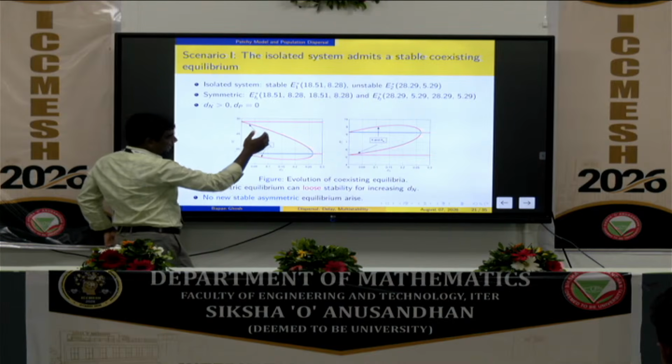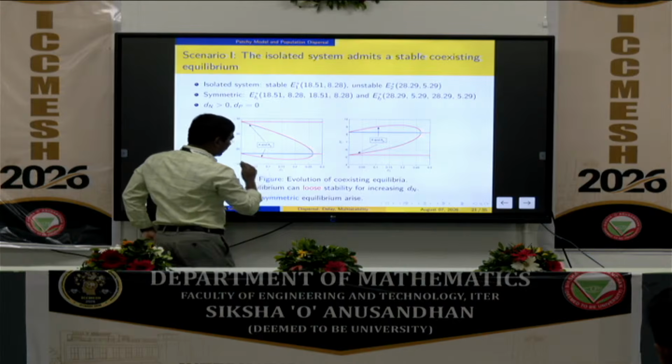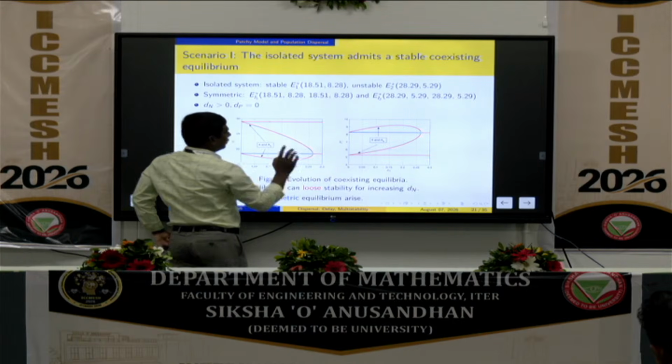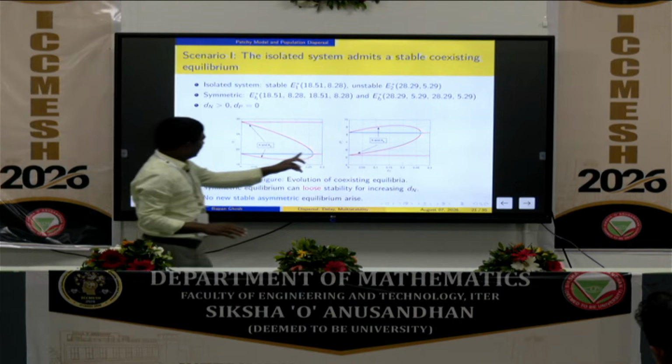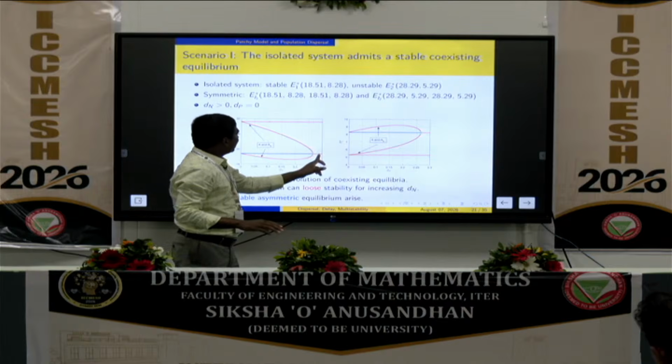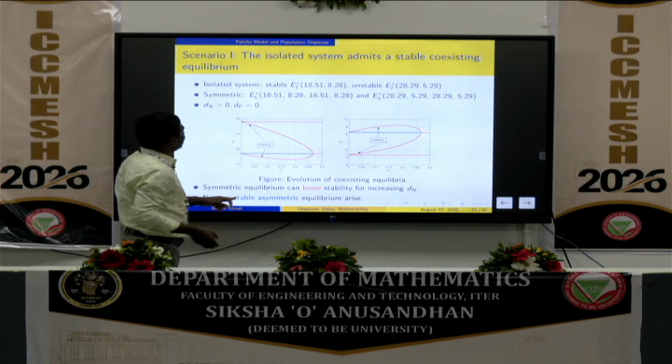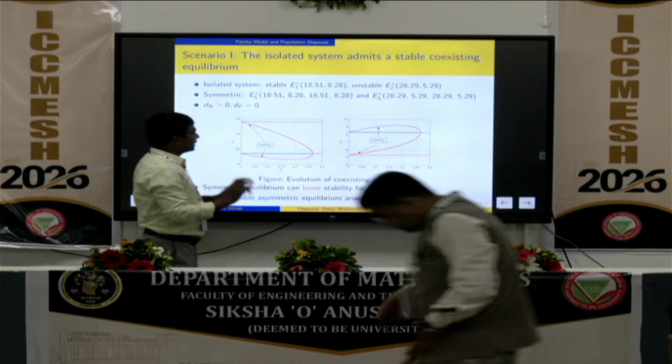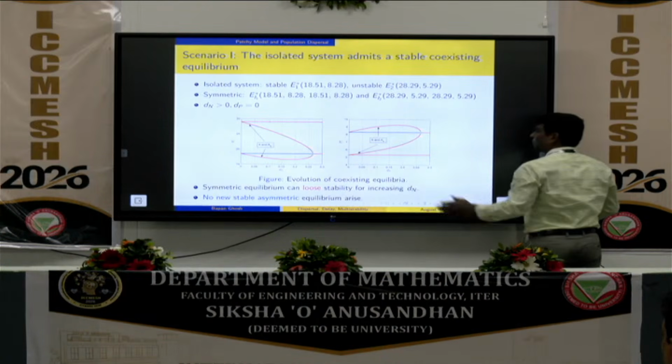But as I said in the theorem, if you go beyond a certain value, then these two equilibria will disappear. So you will be left with the unstable situation. So you can have a stable limit cycle in the system. There is no stable fixed point at all for larger delay.